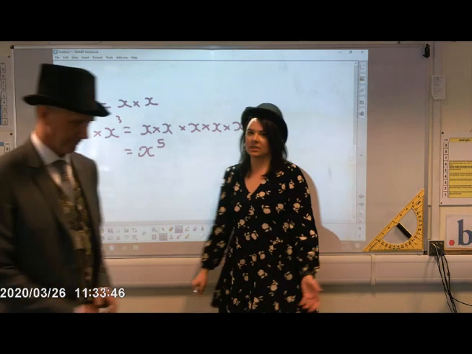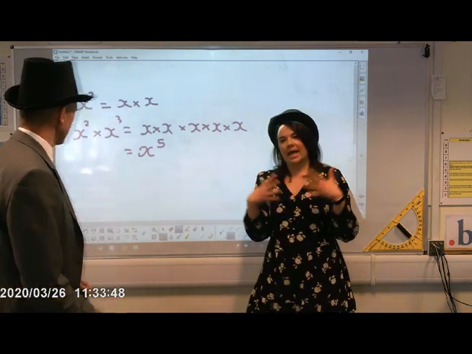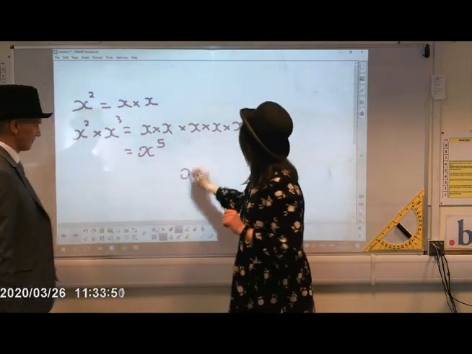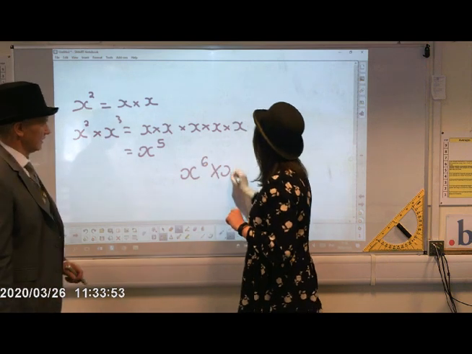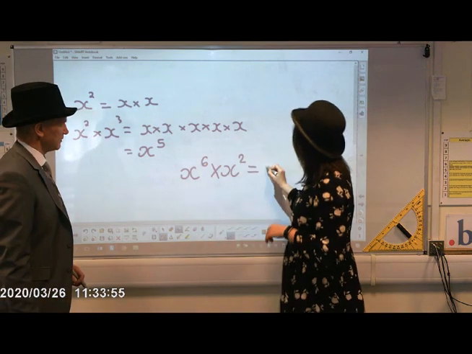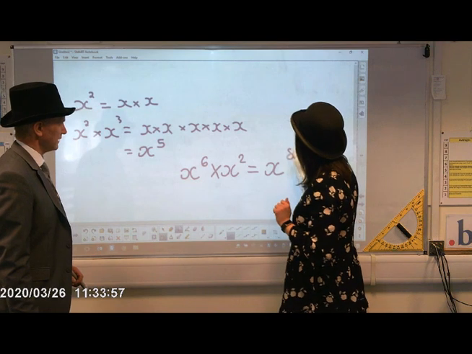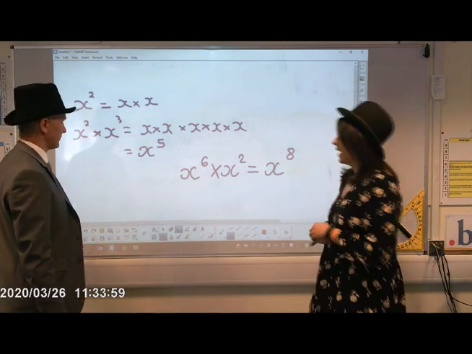So that's our first index rule. When we multiply, we add. Just an example for you: if I did x to the 2 times x to the 6, that would give me x to the 8.